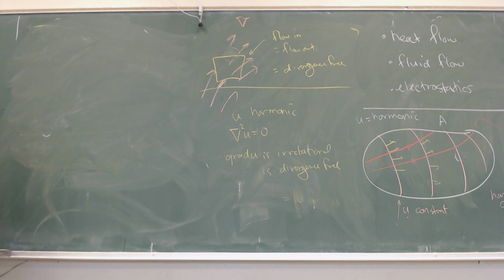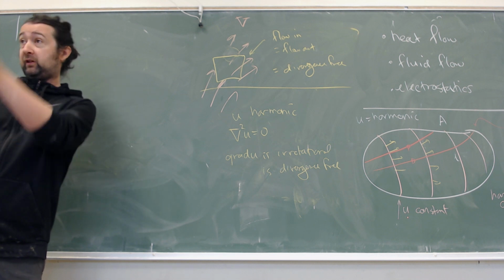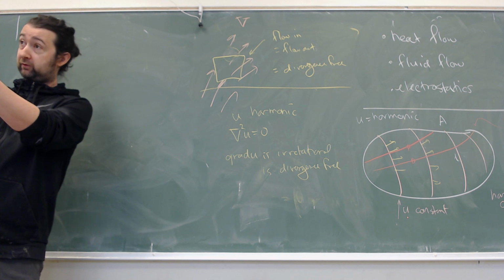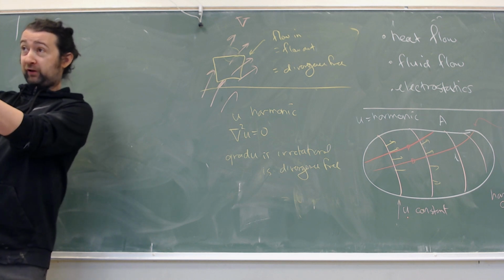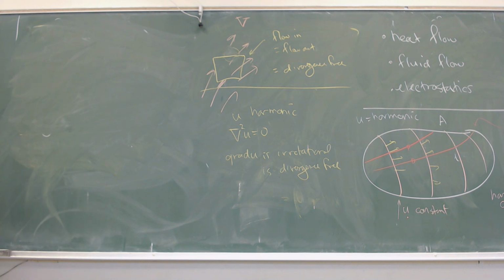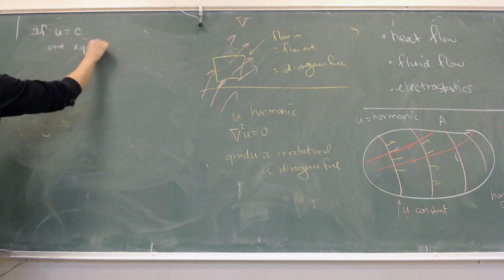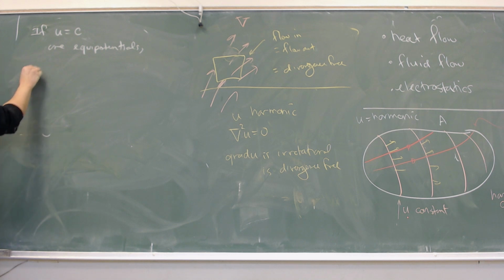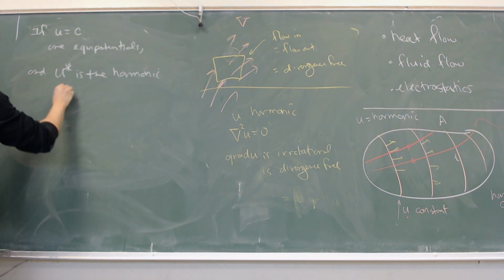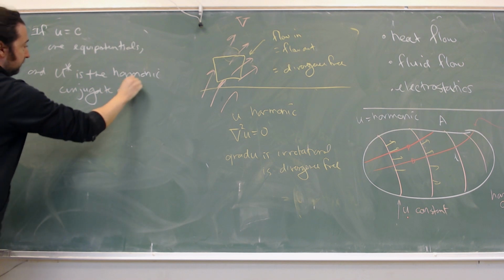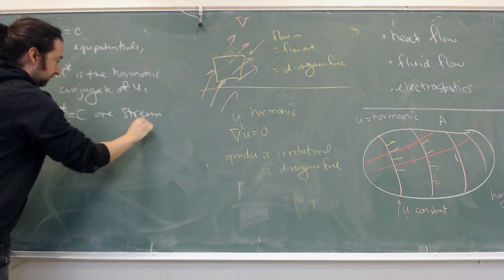It's actually a consequence of the Cauchy-Riemann equations, right? The Cauchy-Riemann equations describe the relationship between U and V by saying Ux is equal to Vy and minus Uy is equal to Vx. That says that the gradient field generated by U and the gradient field generated by V are rotated 90 degrees to each other. So if U equal to C are equipotentials, and U star is the harmonic conjugate of U, then U star equal to C are the streamlines. Yep.